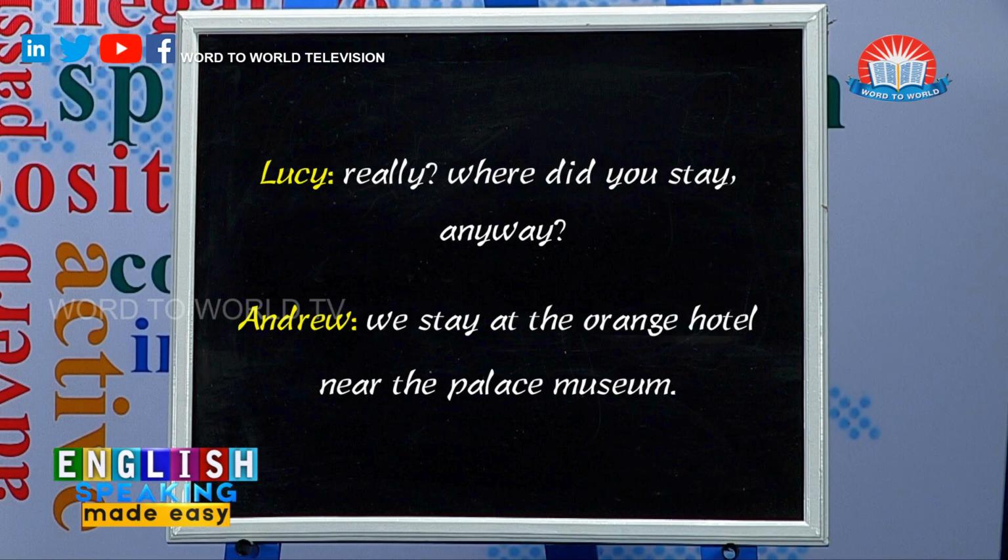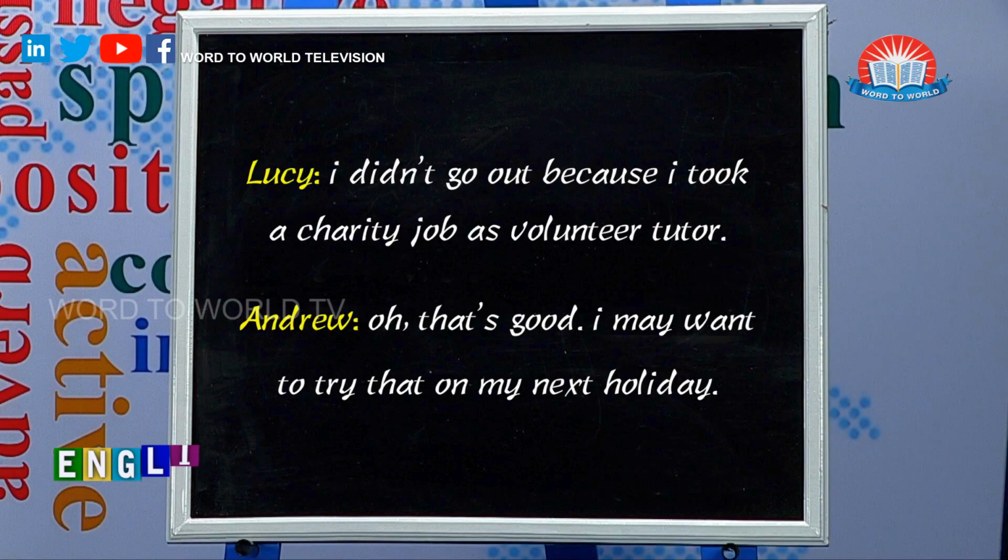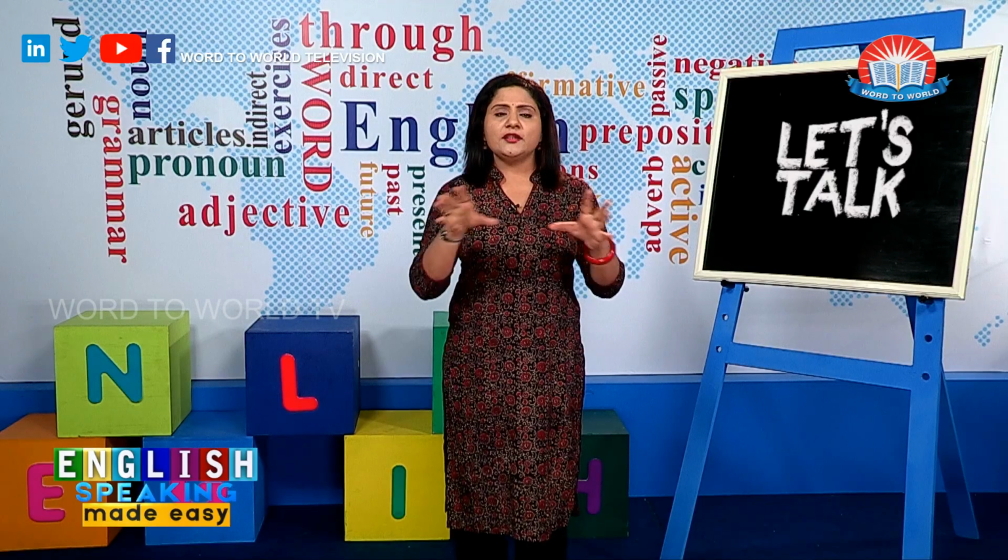And Lucy says, really? So, where did you stay anyway? And Andrew responds, we stayed at the Orange Hotel near the Palace Museum. And Lucy asks him, so was it good? Oh yes, it was a great budget hotel. And the rooms were clean, and we were offered free drinks, fruits and snacks every day. So, how about your holiday? Lucy says, oh, I didn't go out because I took a charity job as a volunteer tutor. And Andrew says, oh, that's good. I may want to try that out on my next holiday. With that, the conversation ends.